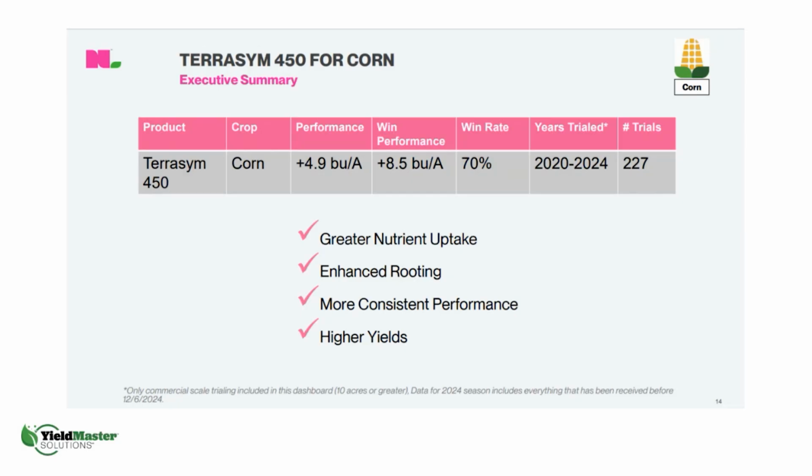We'll be releasing our internal data on the NutriQuire Terrasim, which has 450, the RhizoStack, in the trial data booklet in a couple weeks. But looking at those 227 trials, this isn't a small sample size. This is quite a large data set, third-party data. What the Terrasim 450 is doing is giving greater nutrient uptake. We talked about the enhanced rooting and more consistent performance. What I've seen, especially in corn, is more consistent earing down the row, more and better tip fill, which ultimately all leads to higher yields.